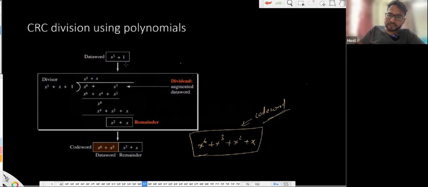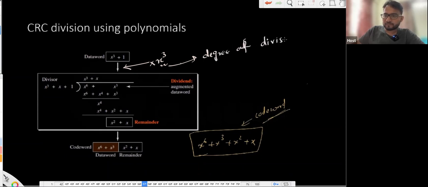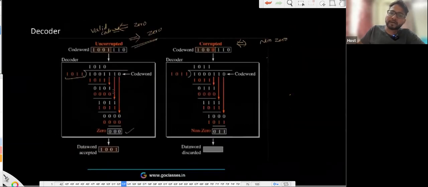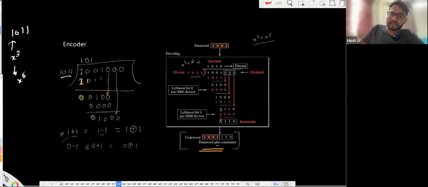So first, and this is important, multiply by x cube. Why do we need to multiply by x cube? Because this is the maximum degree of the divisor. At the end, you always append divisor length minus 1. If it is 4, then append 3. If it is 2, then append 1, like that. The number of bits appended will be just the divisor length minus 1.